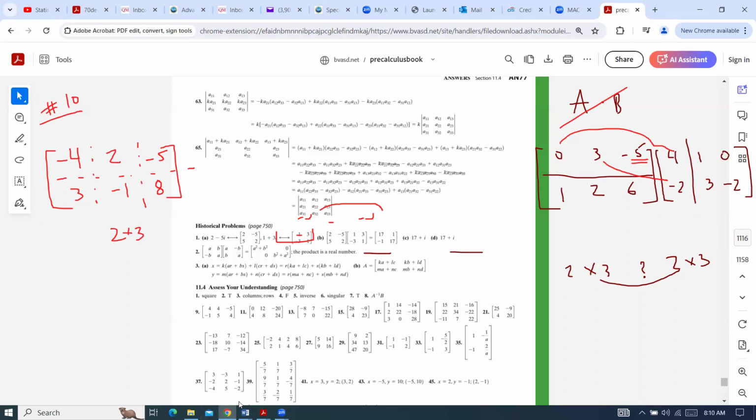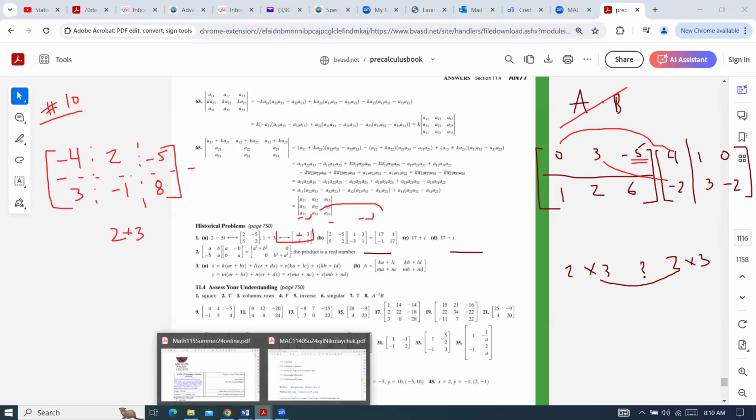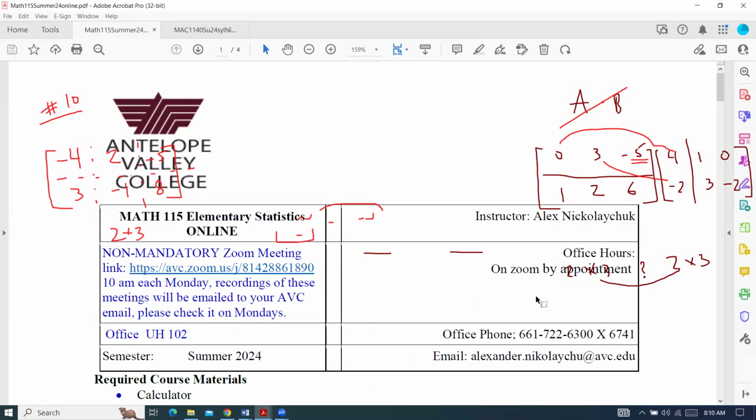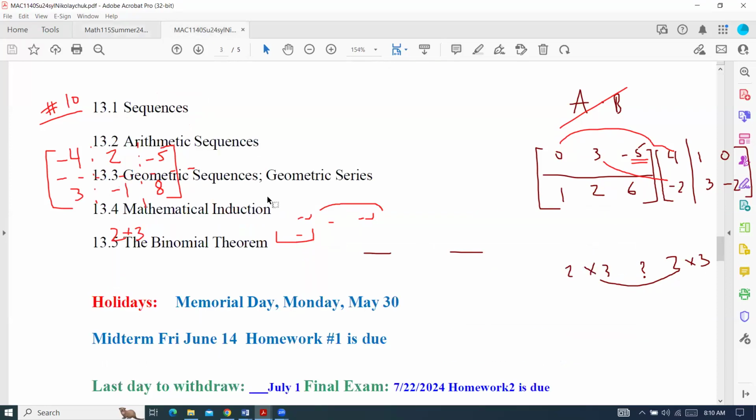And then the midterm exam, I looked at the syllabus because somebody asked me last time when the midterm is going to be. For the midterm exam, it's going to be on Friday, June 14th, Friday. So Friday, not next week, but week after next. So we still have plenty of time for this.